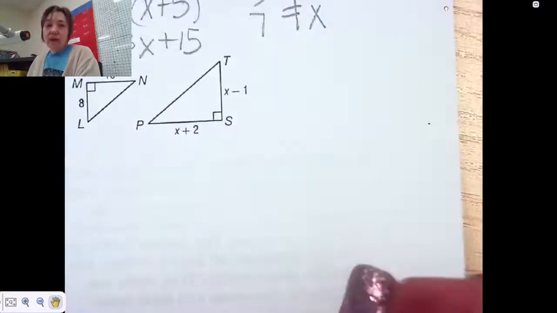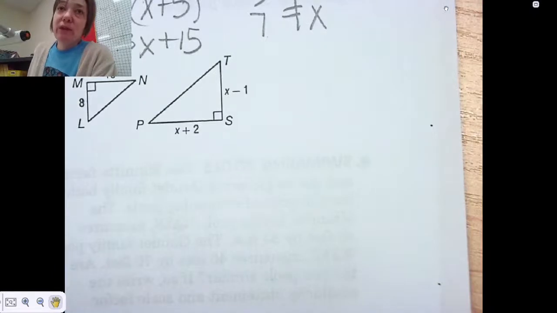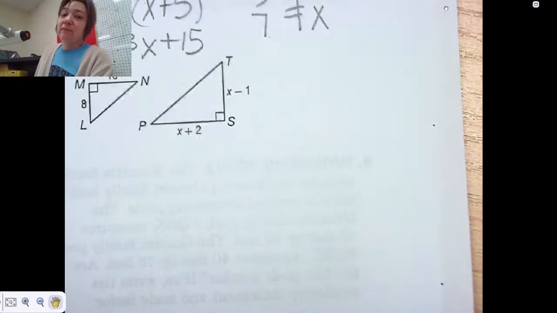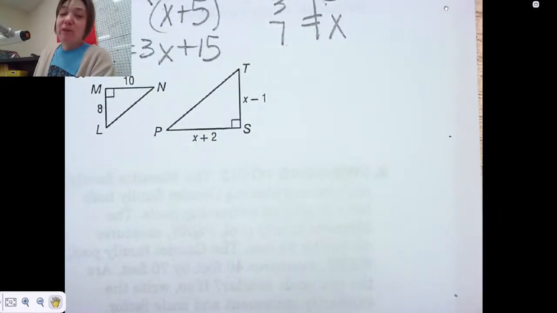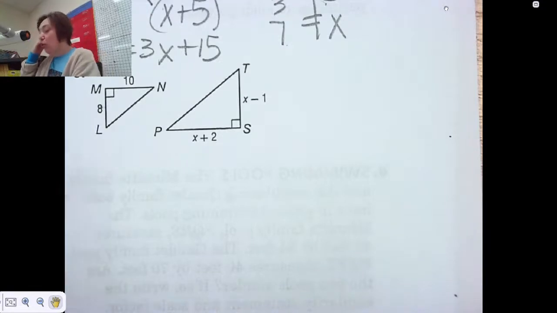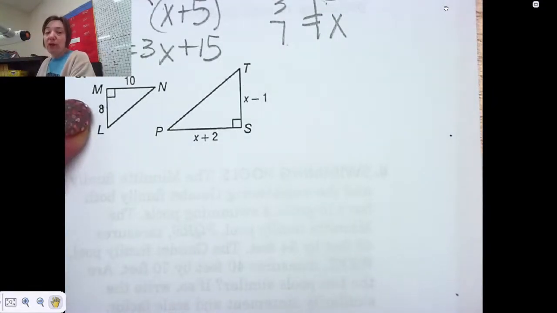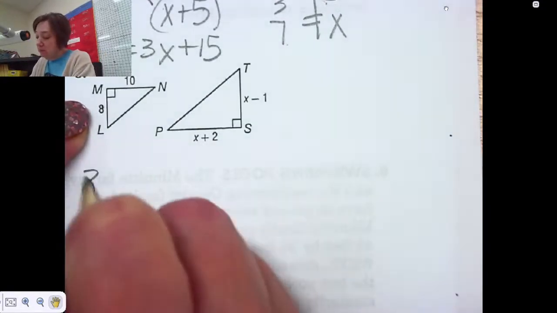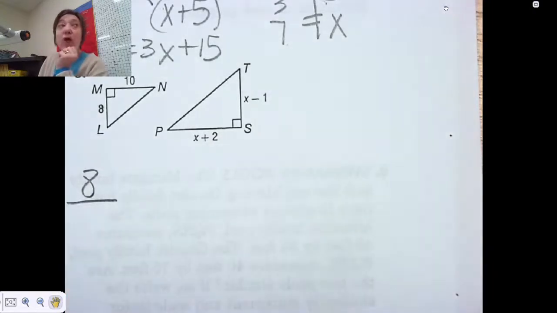Okay, number 6. Jonathan, number 6, they really tried to trick you on this one. They flipped it around and they didn't give you any angle stuff. So you got to use a little bit of common sense here. So which side is going to match up to ML? TS. TS. Now let's talk about how you know that.